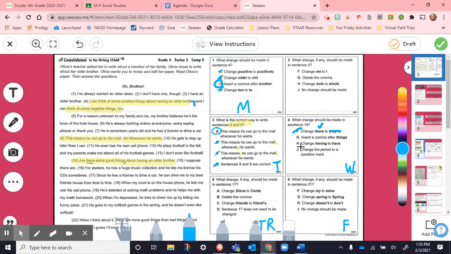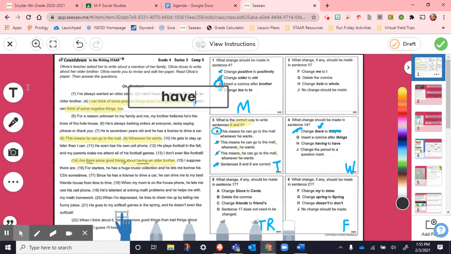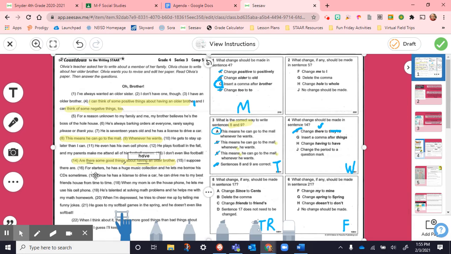Next one, change "having" to "have." So here, go find the word "having," and we're going to change it to the word "have." So when we read it, we're going to replace that word. So read it. Are there some good things about have an older brother? Like, oh my goodness, nope. That sounds cuckoo. Get that out of there. Okay, definitely take out that one.